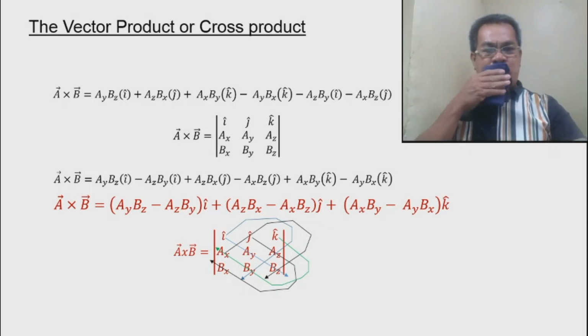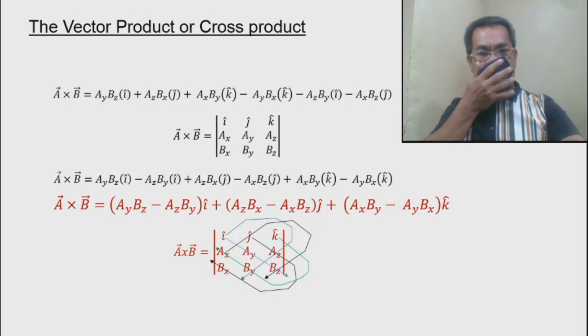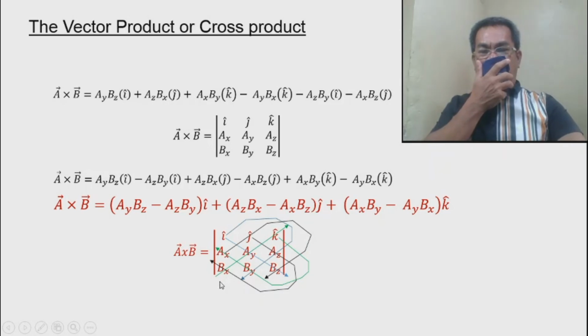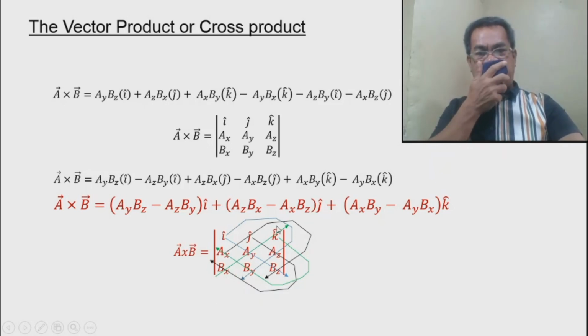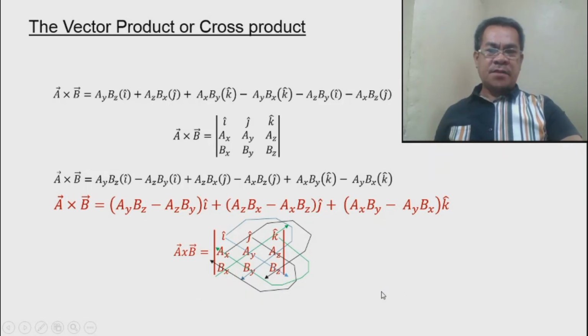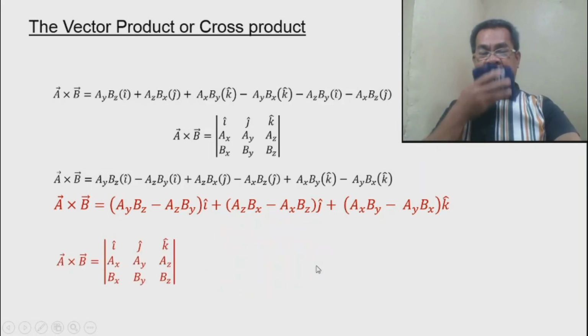Okay, then the negative is AY BX. Diagonal up is AY BX K. That's it. This is the answer. Or another method is elimination.